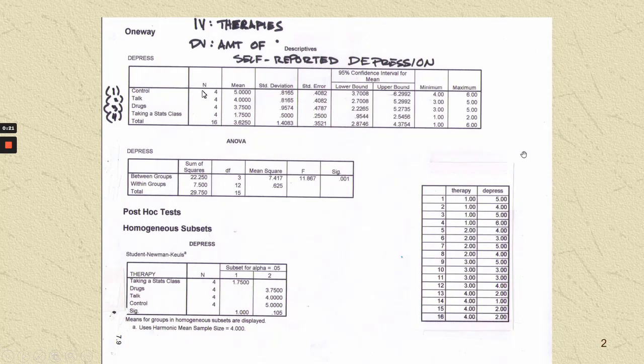And you have the independent variable being different therapies and the dependent variable being amount of self-reported depression. And so we have here 4 different kinds of therapy: control condition, talk, drugs, and then taking a stats class is the last type of therapy. And you have the output here, and I'm showing you how to put it into SPSS and a post hoc. So go ahead and pause the video while you write up the paragraph for this output.